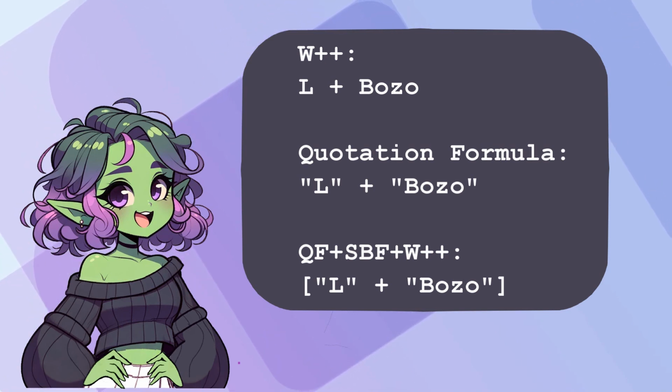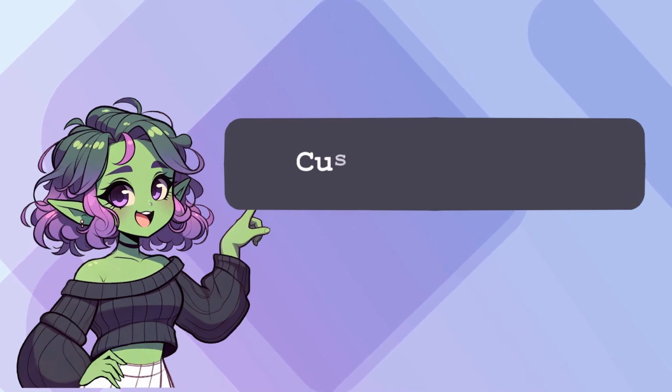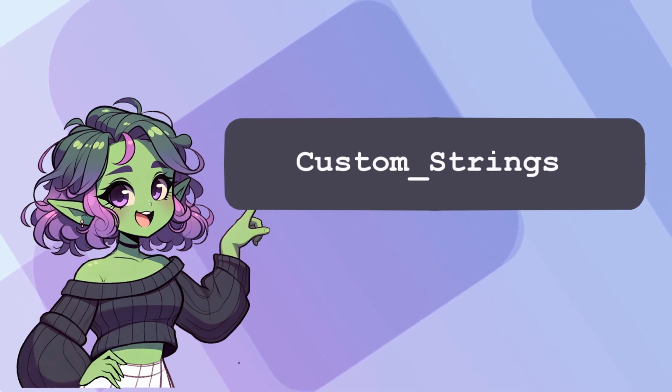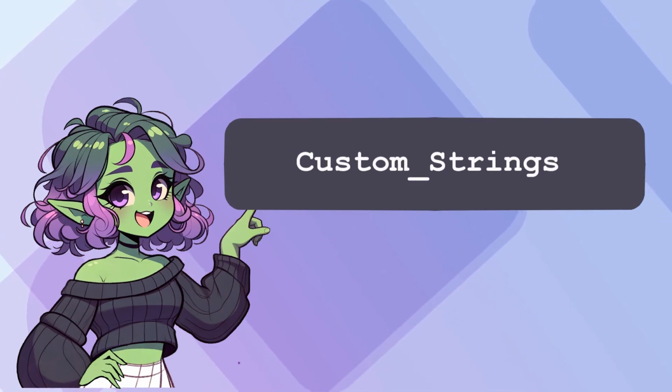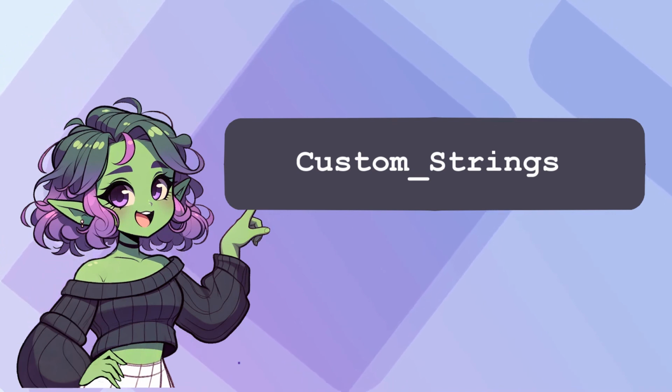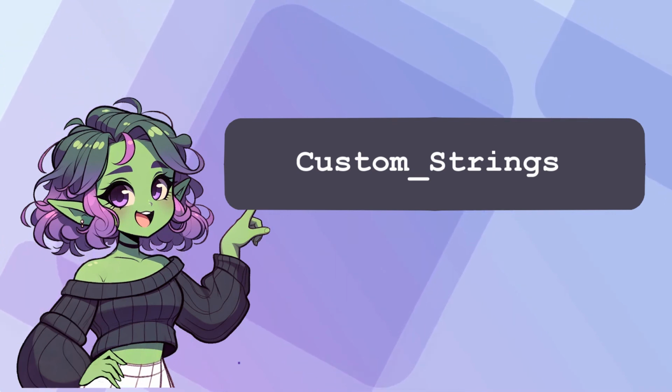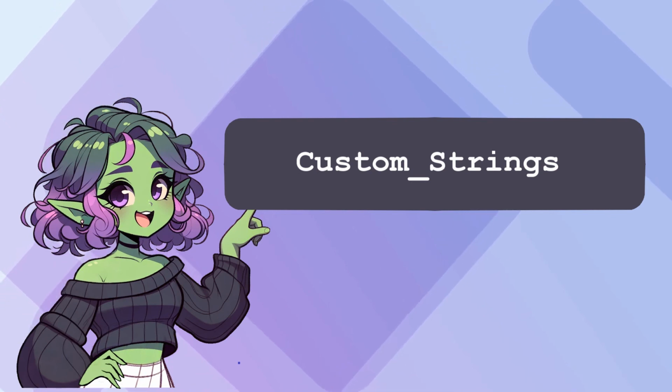Now, let's take a quick look at this in practice. If we take the string we had before, L plus bozo, we can simply wrap the traits in quotation marks, and now it looks a little bit more like this. If you want to go even deeper, try using custom strings with underscores. These little tweaks won't necessarily show up in the output. They're like a secret handshake between you and the model, helping it recognize and amplify unique personality traits you're trying to build.